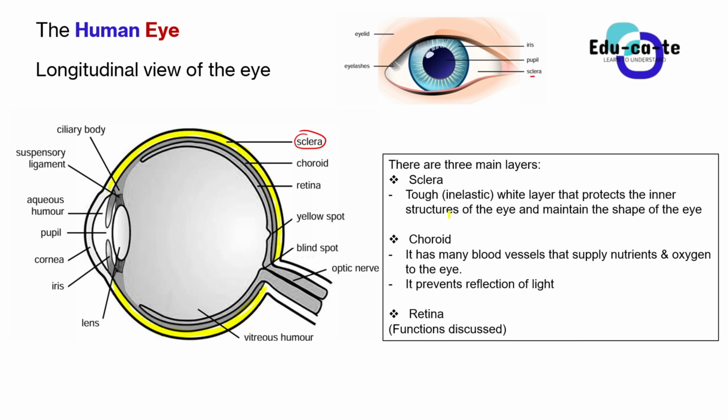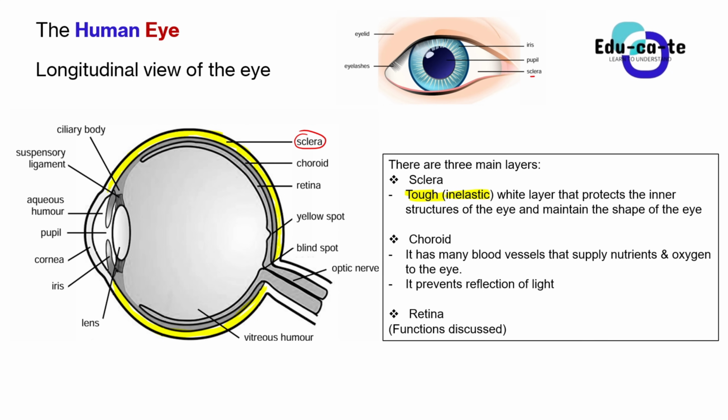Now let's first look at the sclera in detail, the white part of the eye. It is a tough layer. The layer that I've highlighted in yellow is tough and inelastic, so it is not able to stretch. When we say that the sclera is inelastic, it means that it doesn't have an ability to change its shape. It does not stretch. It remains tough and durable.